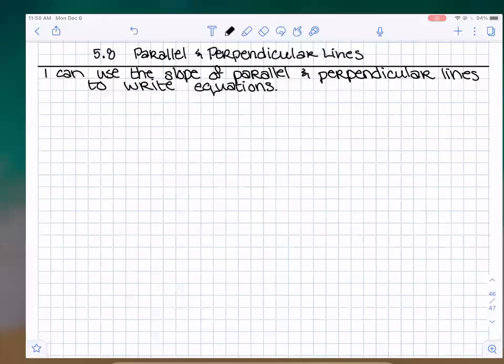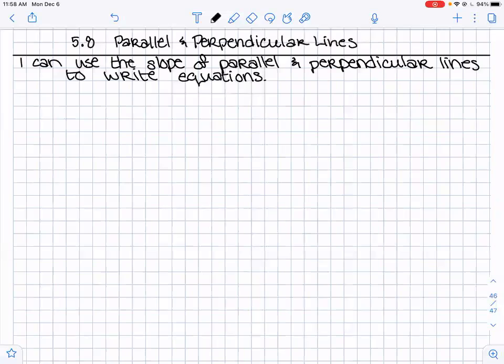Okay, the goal for 5.8 is to be able to say, okay, these two lines are parallel, so I can use the slope from this line to write the equation of another, or if they're perpendicular, be able to figure out what the slope should be for the other line. Okay, so first of all, parallel lines.